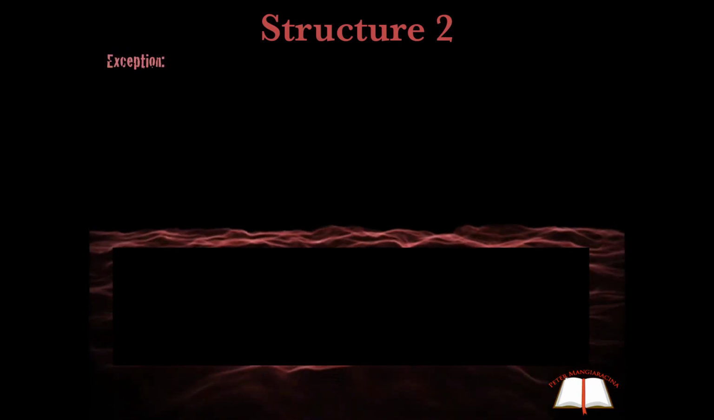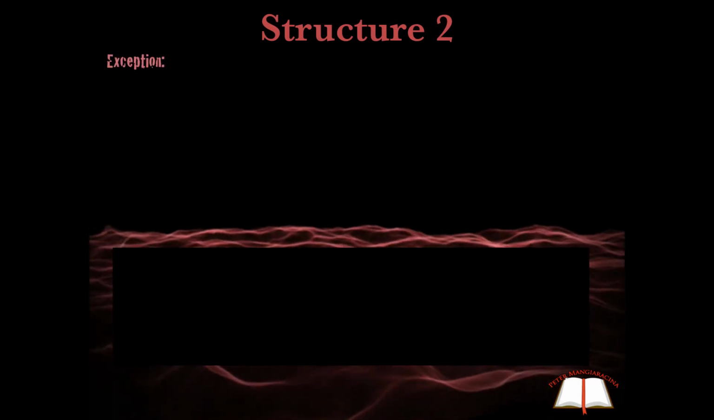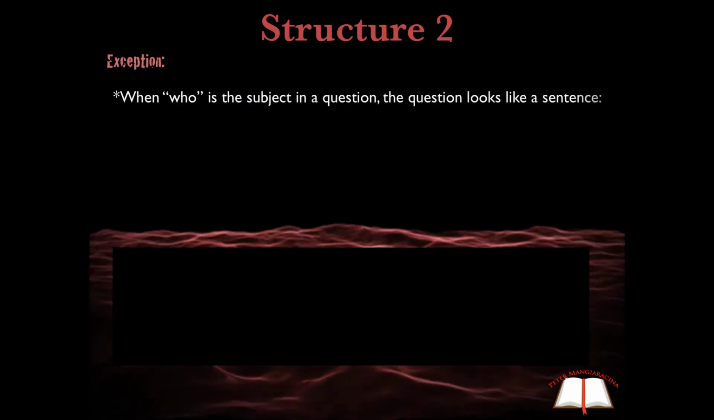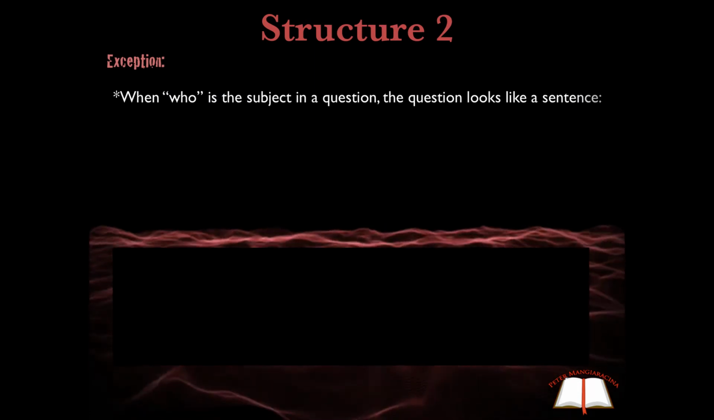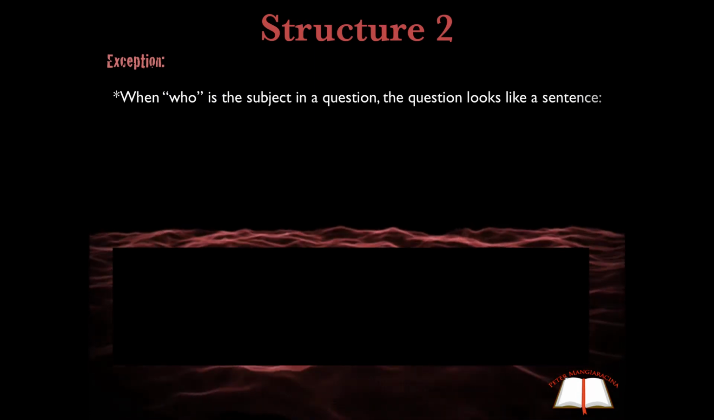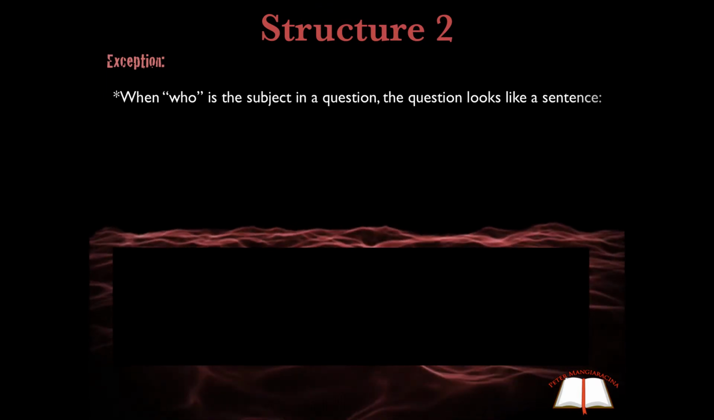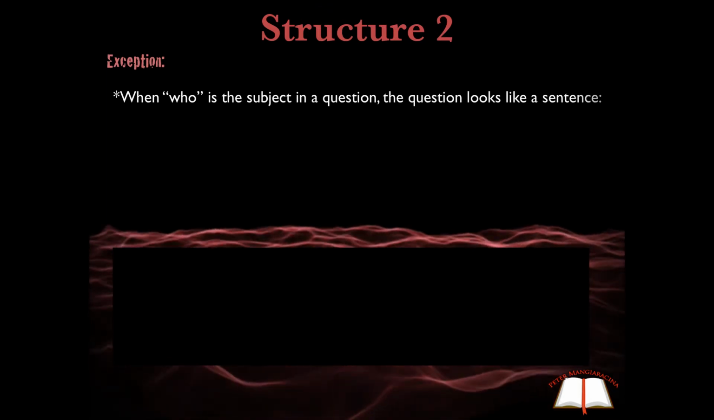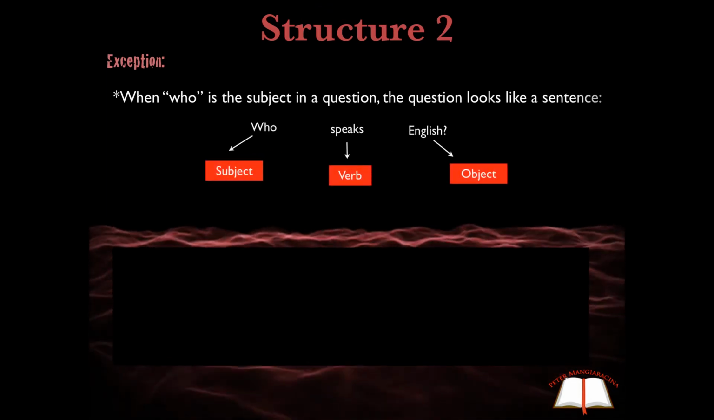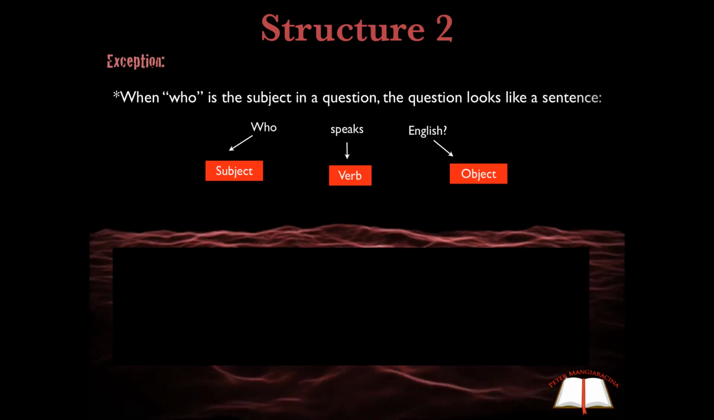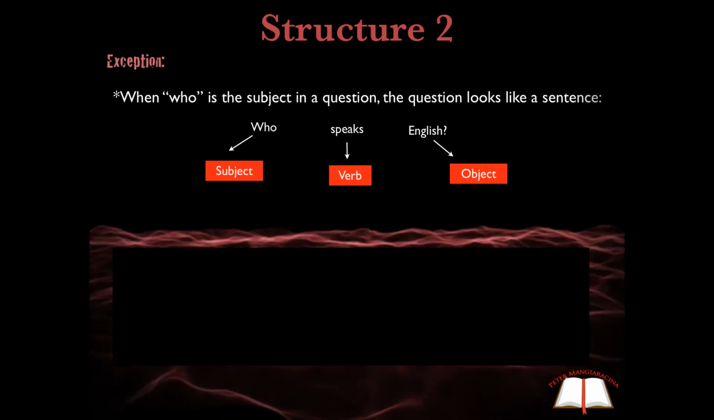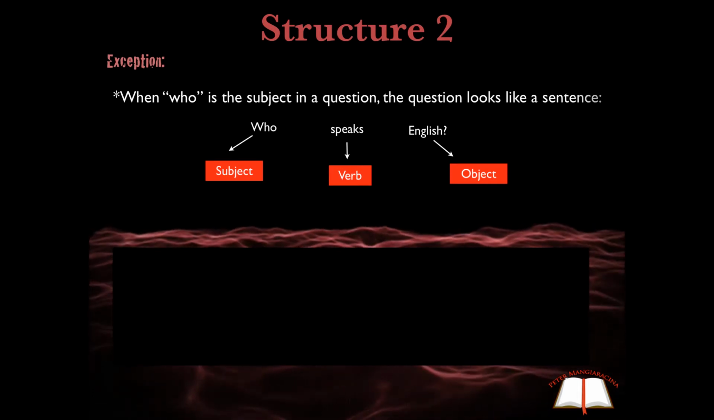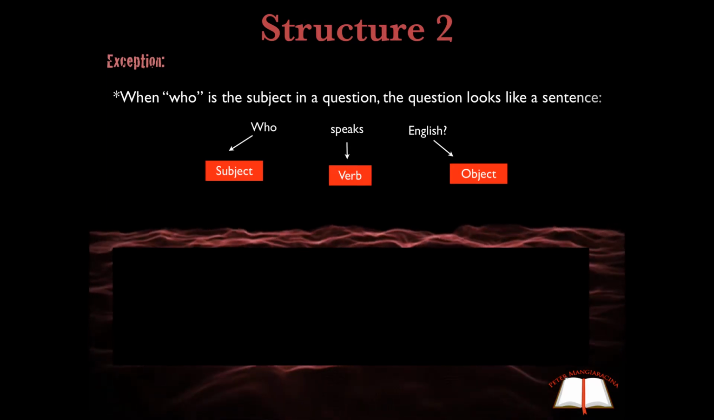But there is an exception to these formulas, and it comes in the form of a question. Questions that begin with who, for example, who speaks English, do not follow the question formula, but they follow the regular subject-verb formula. Who is the subject, speaks is the verb, and English is the object. It follows the same formula as I showed you the first time. It doesn't follow a question formula, it follows a sentence formula.